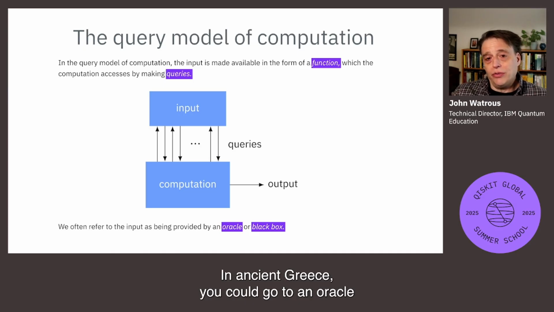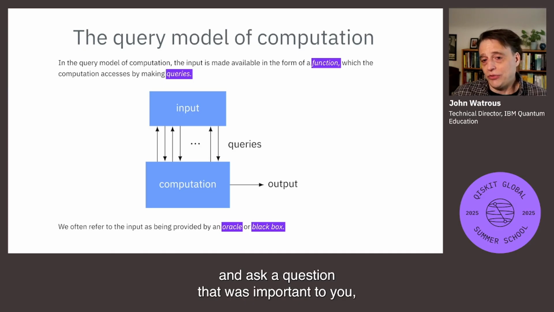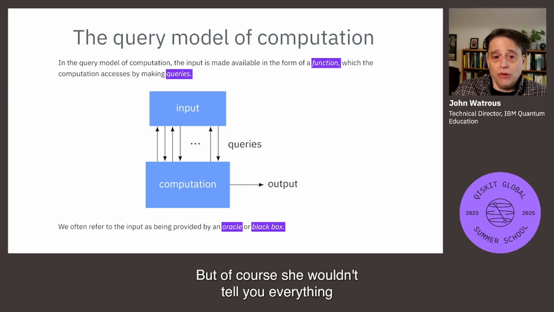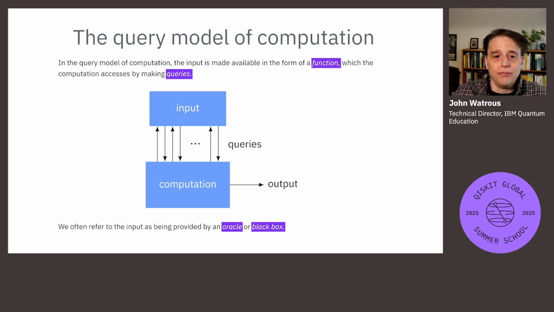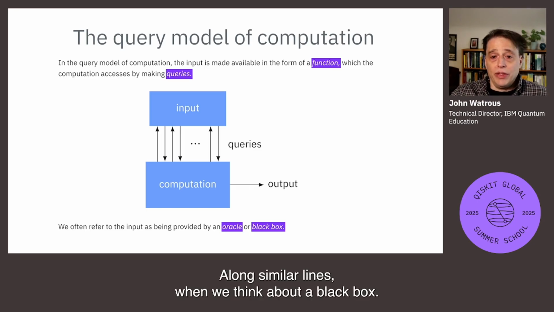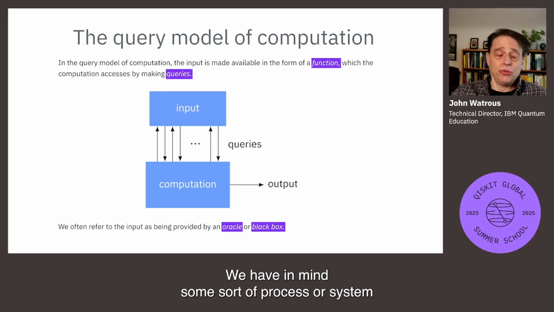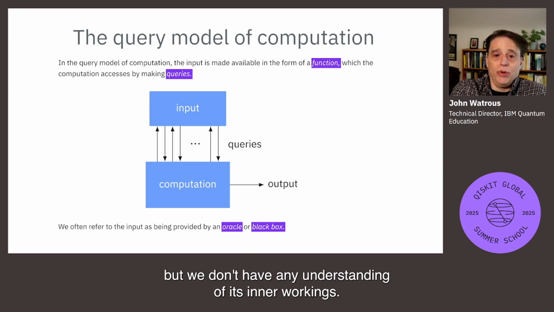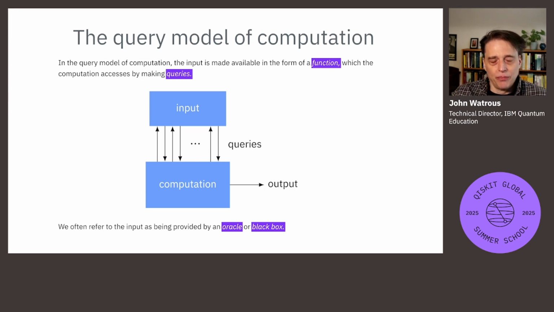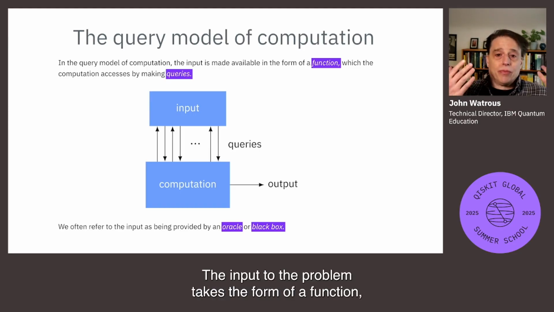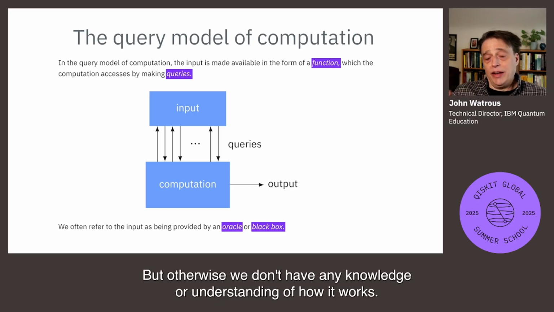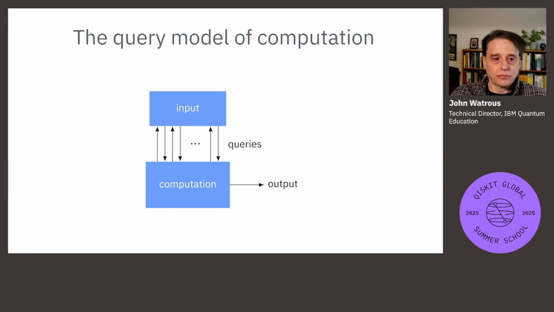In ancient Greece, you could go to an oracle and ask a question that was important to you, and the oracle would answer that specific question, but of course, she wouldn't tell you everything she knew. Along similar lines, when we think about a black box, we have in mind some sort of process or system where we can choose what goes in and we can see what comes out, but we don't have any understanding of its inner workings. And that's the case here. The input to the problem takes the form of a function, and all we can do is to evaluate that function, but otherwise we don't have any knowledge or understanding of how it works.